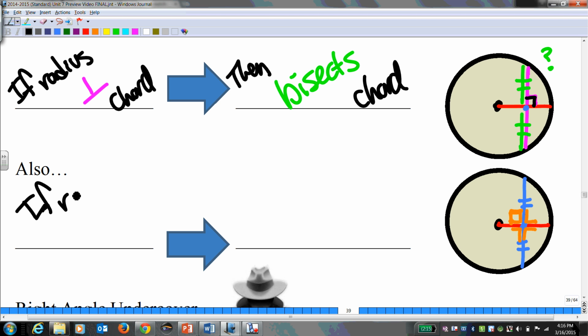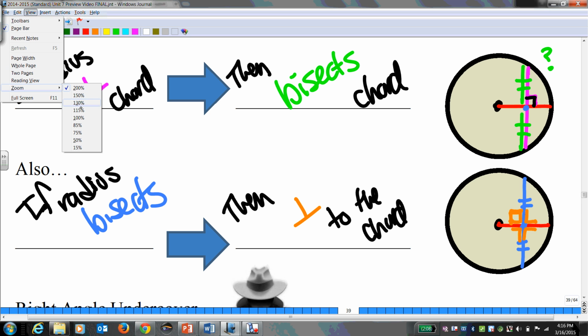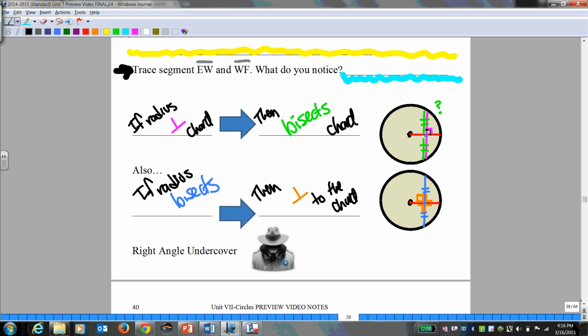So if a radius bisects a chord, then it's also perpendicular to the chord. So there is your third undercover right angle. So if perpendicular, then bisects. If bisects, then perpendicular.